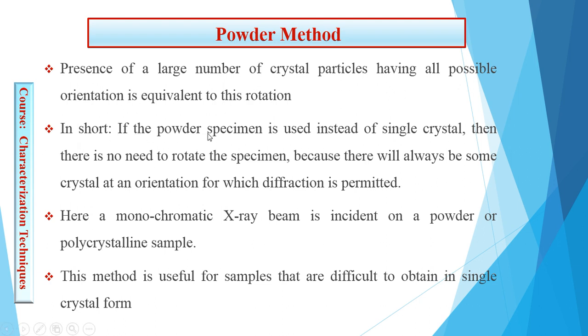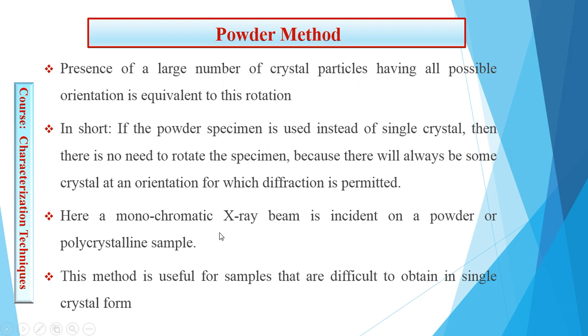In short, if the powder specimen is used instead of the single crystal, then there is no need to rotate the specimen, because in a single crystal we want to expose that crystal in all directions, so there is a need to rotate the single crystal. But as we know, a powder is polycrystalline and has many particles, and each particle is oriented in a different direction, so there is no need to rotate the powder itself. There will always be some crystal at an orientation for which diffraction is permitted.